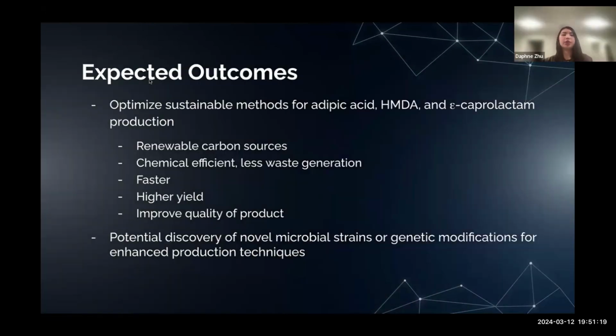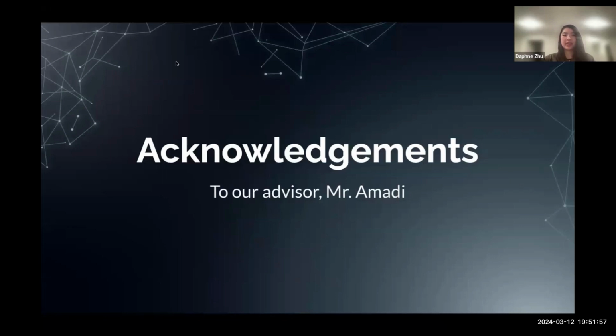And what we hope to achieve is optimization of sustainable routes to adipic acid, HMDA, and caprolactam production. This includes using renewable carbon sources, reducing waste, making the process faster with fewer steps, maximizing yield, and improving the quality of the final nylon product. And this might include potential discovery of new microbial strains or new ways of genetically engineering them for enhanced production techniques. Here are sources.